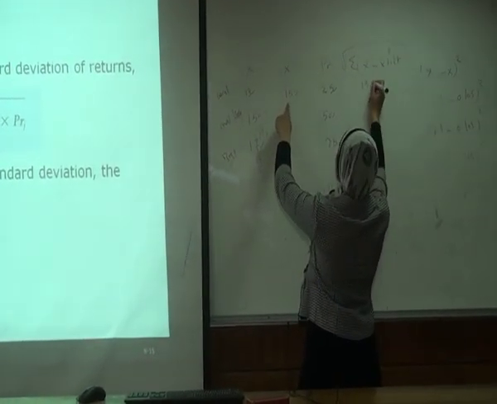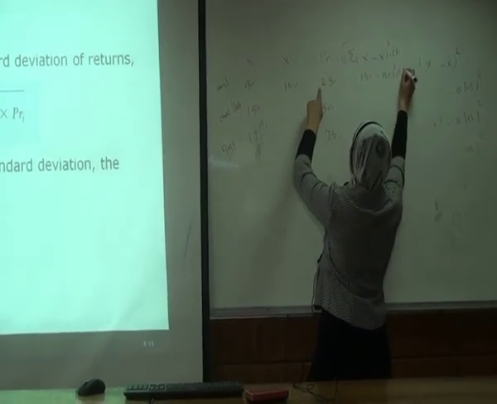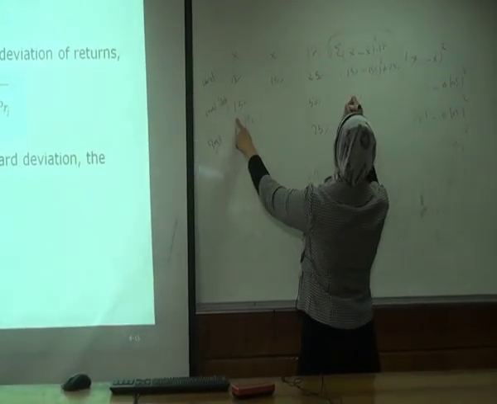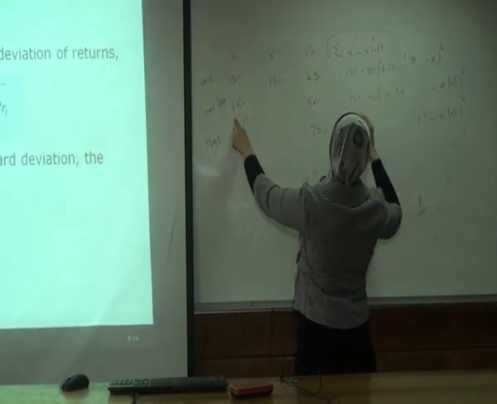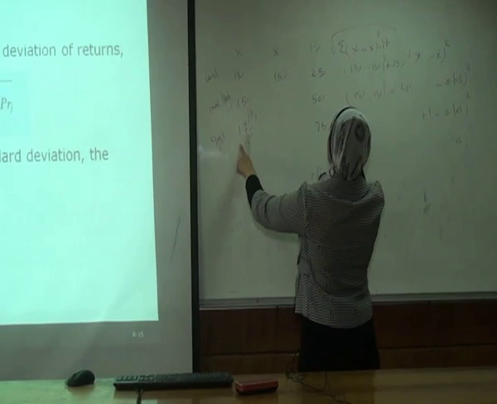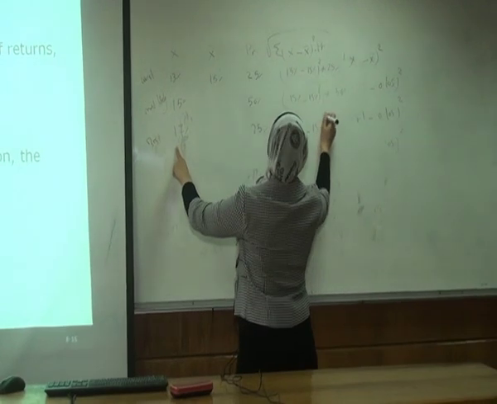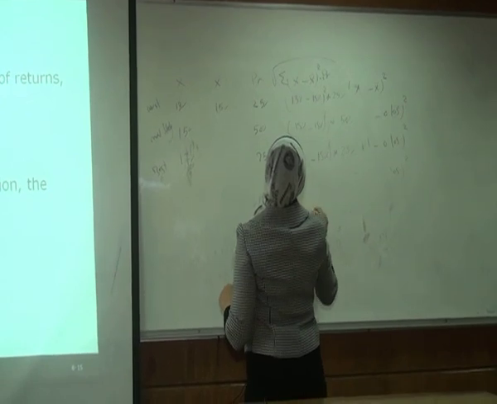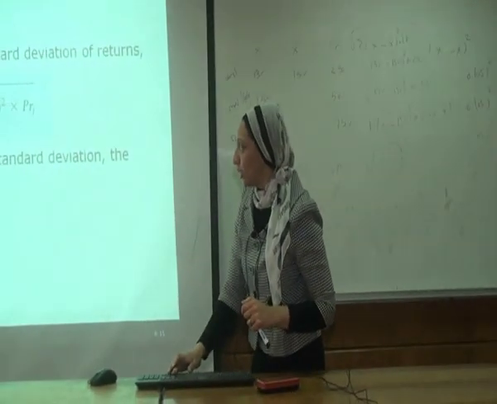It's 13% minus 15% power 2 multiply the probability, which is 25%. For the second case, it's 15% minus 15% power 2 multiply 50%. Okay, it's 0 because both are the same. For the third case, which is best scenario, 17% minus 15% power 2 multiply the probability, which is 25%. You will get the summation here, and then you will calculate the square root. This is the standard deviation or the risk.